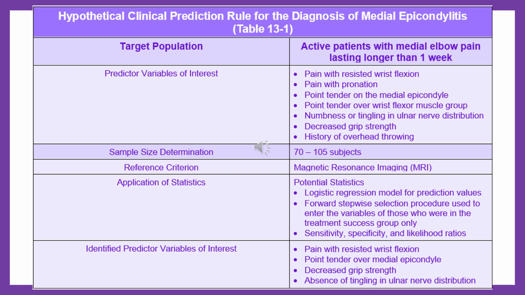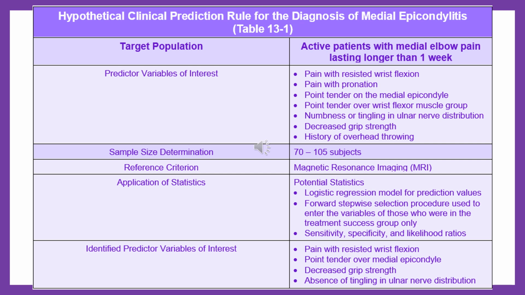Numbness and tingling in the ulnar nerve distribution, decreased grip strength bilaterally, and that doesn't mean that they have decreased grip strength in both hands. It means that their one hand has decreased grip strength compared to their other. And then also a history of overhead throwing. Now, because we have 7 different variables of interest, we need to have between 5 and 10 subjects per variable. So in total, we need between 70 and 105 subjects included in our original study.